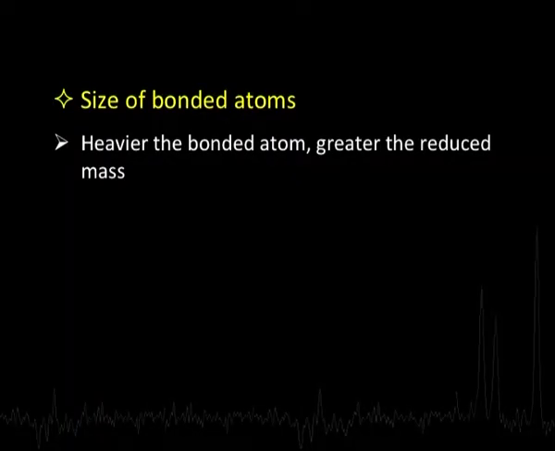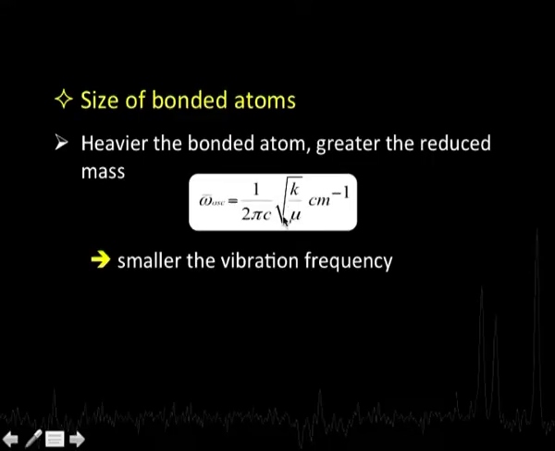Let us move further, the size of bonded atoms. Now, look at this. Suppose I am talking about the bond between two atoms. If I keep one atom constant and change the size of the second atom, essentially the mass is increasing, and the reduced mass also will change in the same direction. Since the reduced mass is going to increase by increasing the size of one of the atoms, and if we assume that k is constant, we find that the vibration frequency will become lesser and lesser. Let us take an example here.